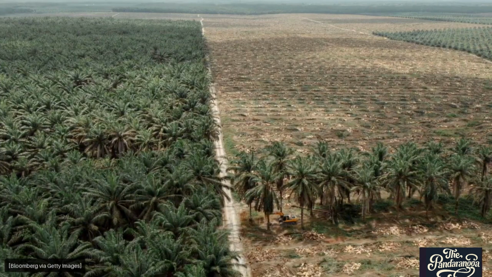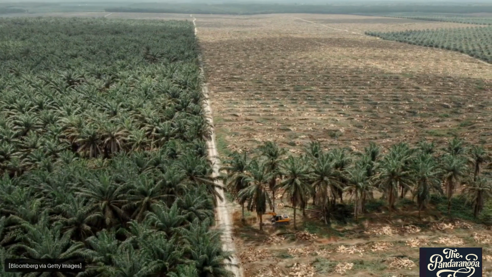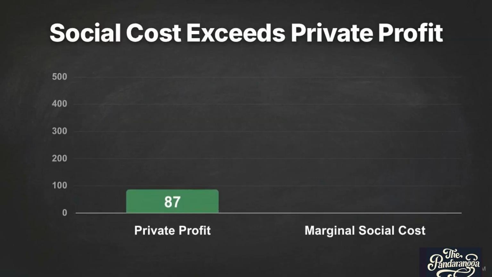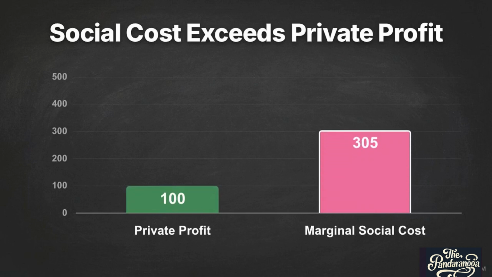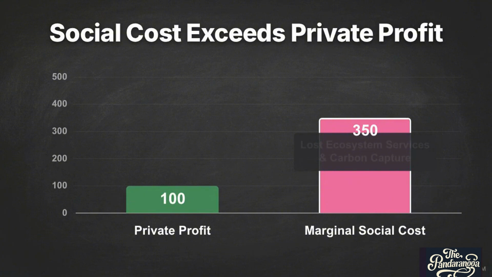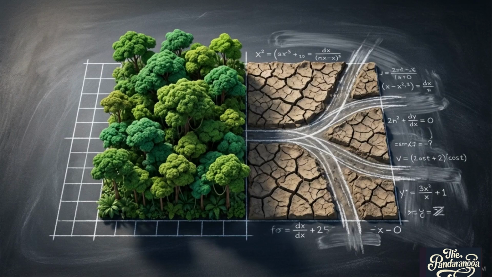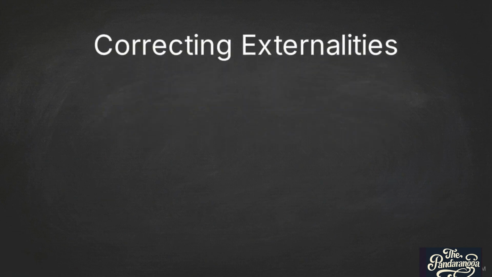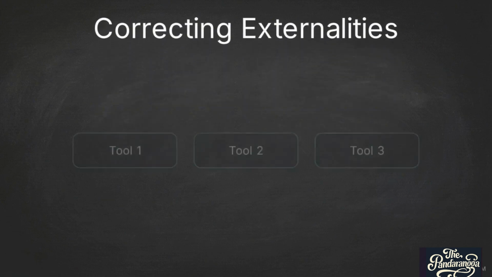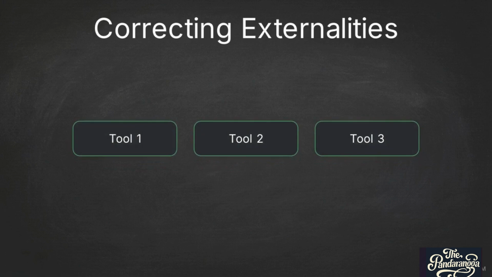Deforestation represents the exact same mathematical failure on land. The cleared acreage represents private profit, while the lost ecosystem services and carbon capture represent the uncompensated marginal social cost. In unowned spaces, perfectly rational private extraction mathematically guarantees systemic public ruin. To eliminate the deadweight loss triangle, governments must intervene. Public economics provides three distinct tools.